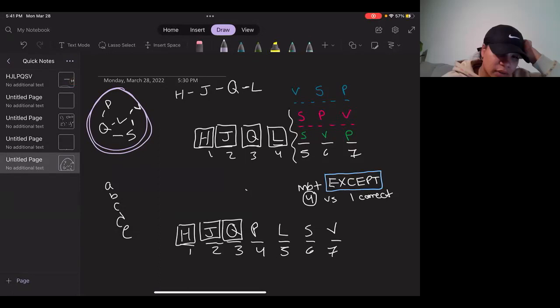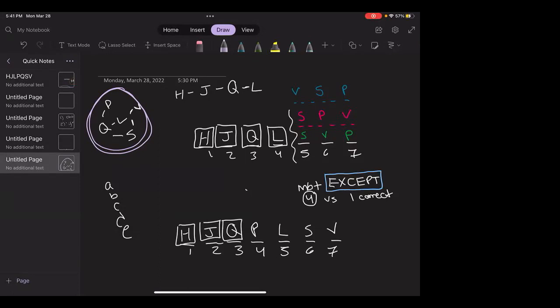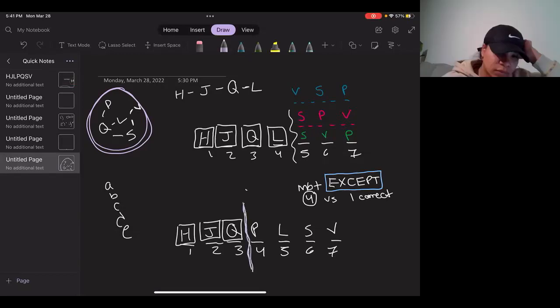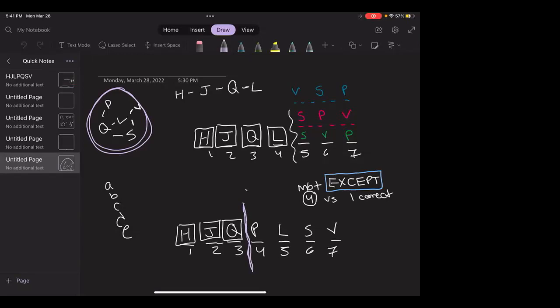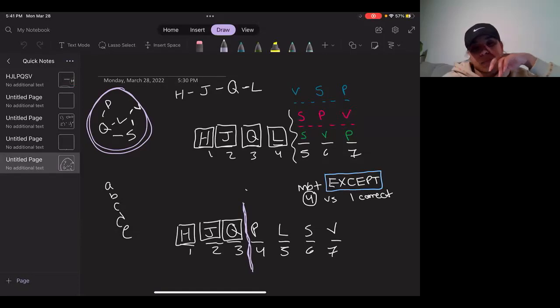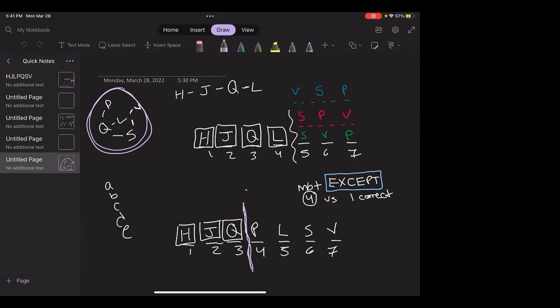As long as Q has P, L, S, and V after it, which it does, I'm going to do a break in between 3 and 4. It does have these 4 after it. S is not 7th. That's fine, right? Everything is satisfied. I get it. So this is a good one, because if you isolate what's going on from HJ and separate that and break it off, you see that Q has to have 4 programs after it.